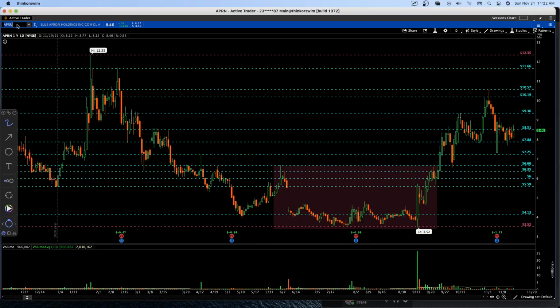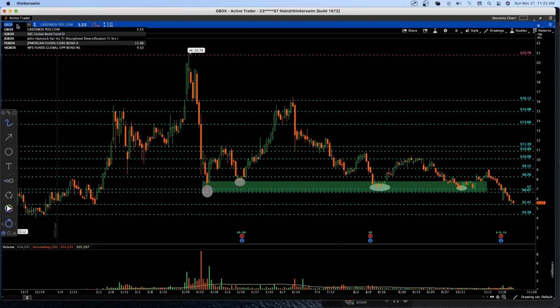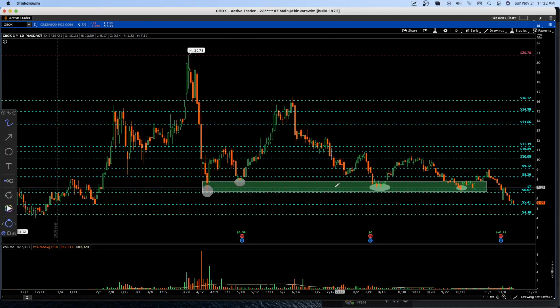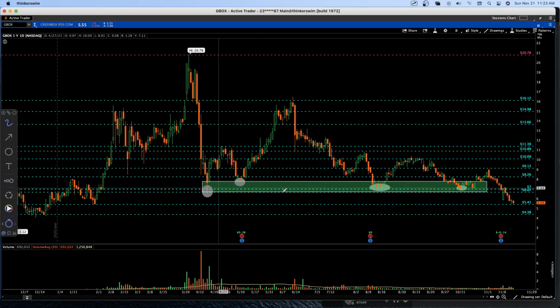So our next one is GBOX. Yet another one that I posted as a swing trade idea. I even have some of my drawings still on here from when I posted it to you guys. So what we were looking for here is a little bit different. I've identified this entire green area that I drew here. This is an accumulation area, okay?